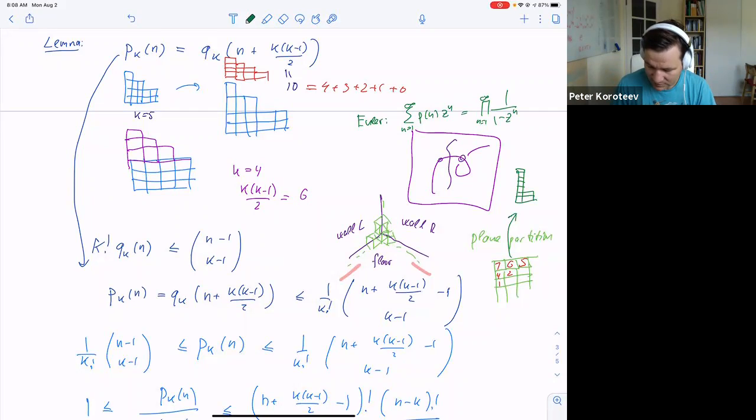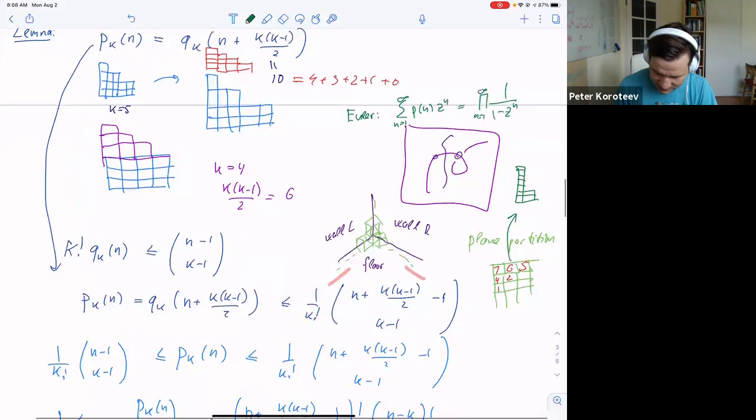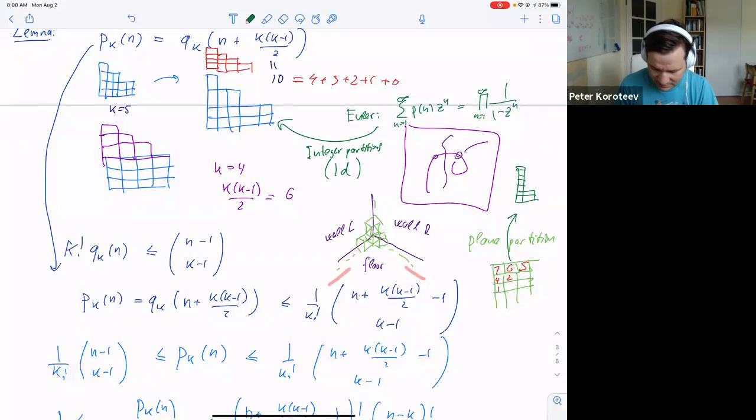Now, this is for normal partitions, for so-called integer partitions. Or if you like, you can call them 1-dimensional partitions, because you're really stacking blocks in one direction. Okay.